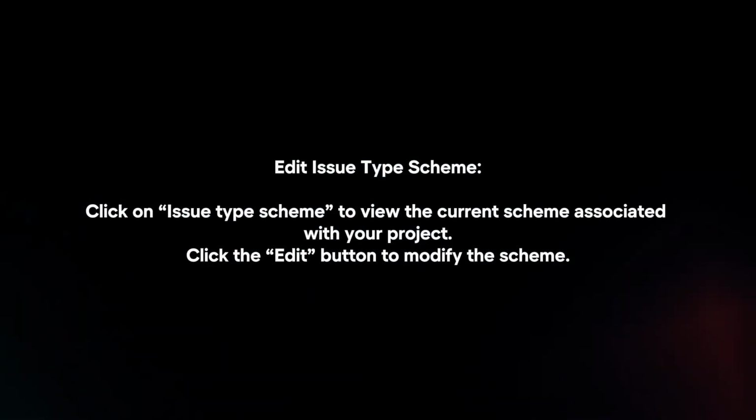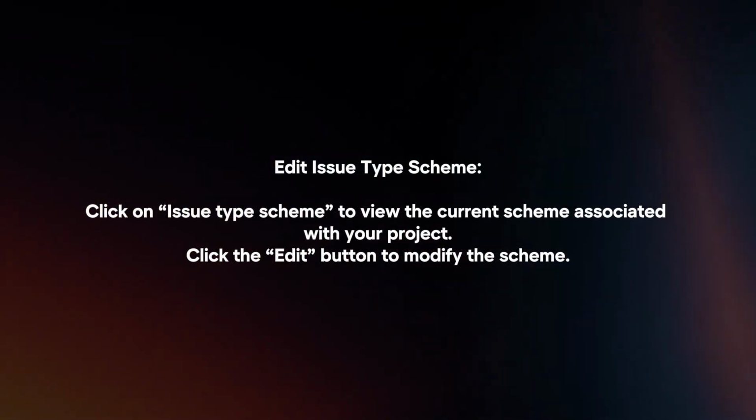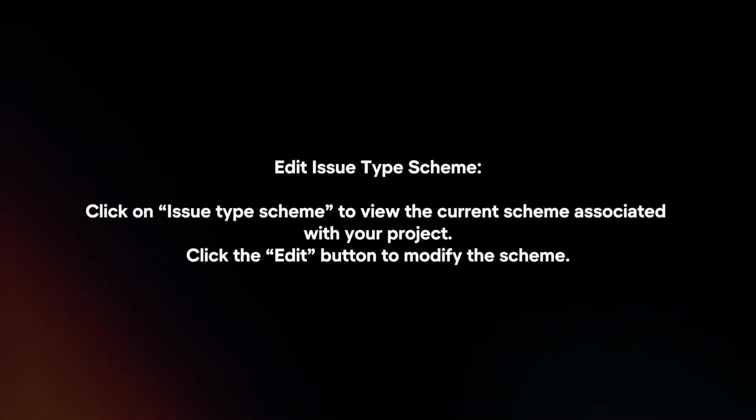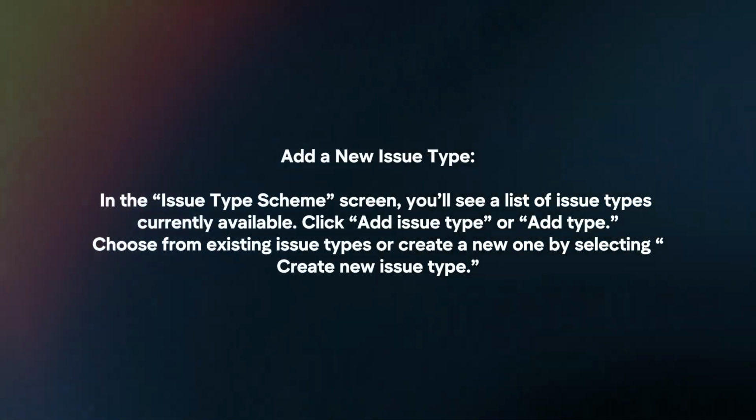Edit Issue Type Scheme. Click on Issue Type Scheme to view the current scheme associated with your project. Click the Edit button to modify the scheme. Add a new issue type.